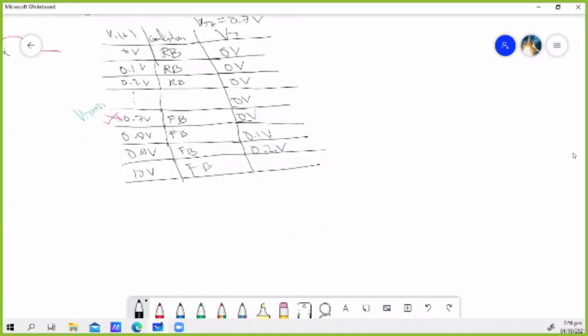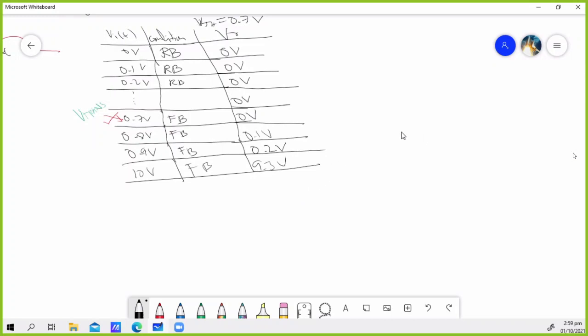Magkakaroon ka lang ng highest value ng output for the highest value of the input. Ano bang highest value ng input natin? In this example, 10 volts. So anong output natin? 9.3. Kasi bumawas yung 0.7 nung silicon. Okay? So this is the highest value, 9.3 volts. Mamaya ipa-plot natin yung input versus the output waveform para makita natin yung difference niya with the ideal diode.